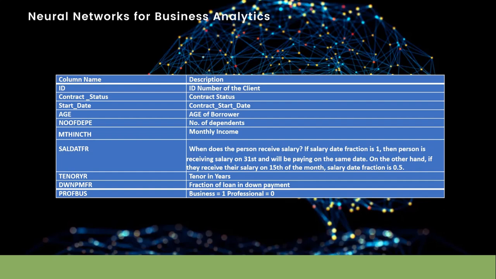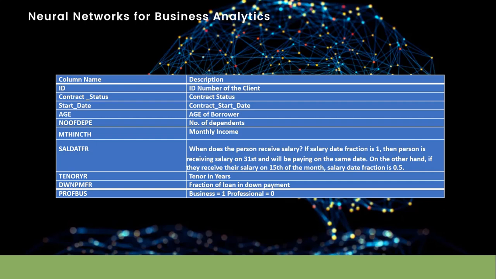Then you have the start date of the contract, the age of the borrower, the number of dependents of the borrower, the monthly income of the borrower, and then you have the salary date fraction. And this variable describes when the person receives salary. If salary date fraction is 1, then the person is receiving salary on the 31st and will be paying on the same date. On the other hand, if they receive their salary on the 15th of the month, salary date fraction is 0.5.